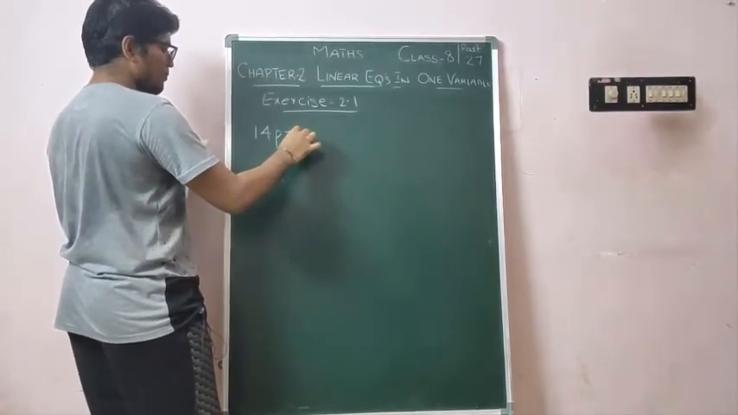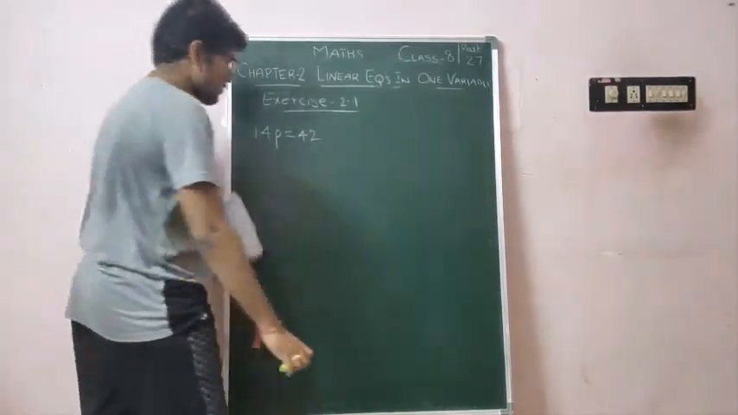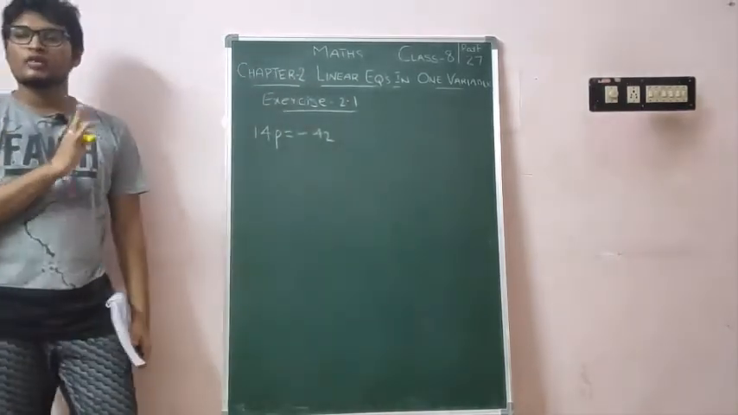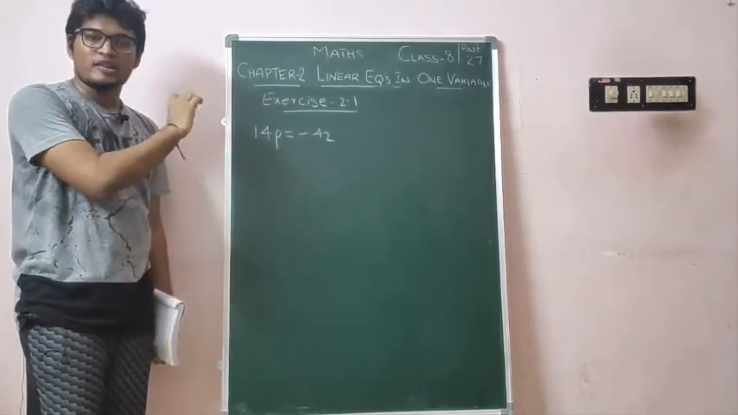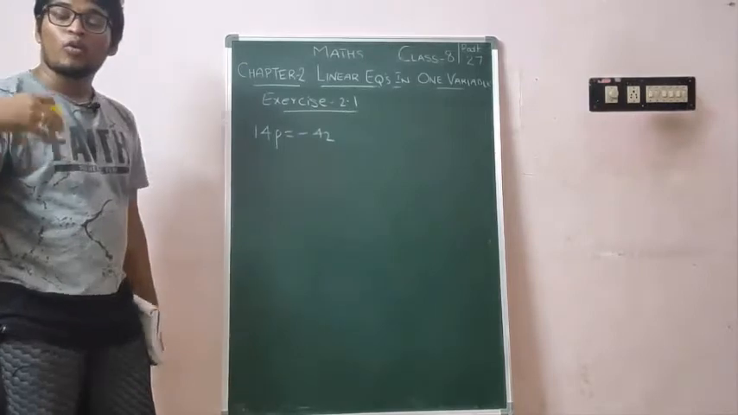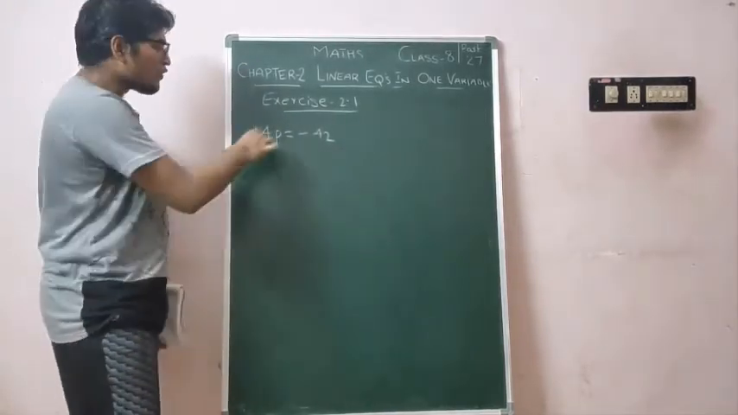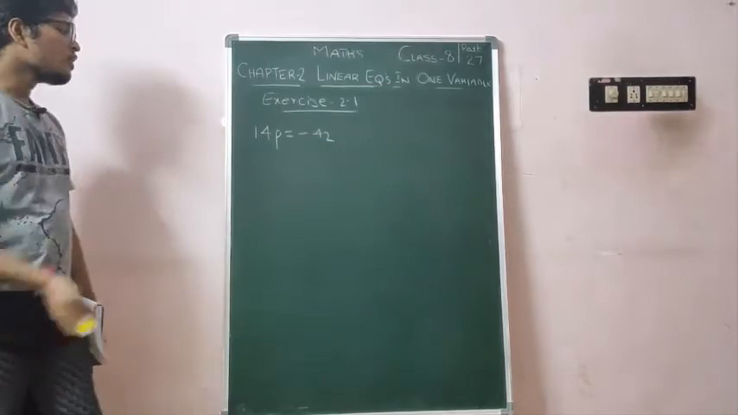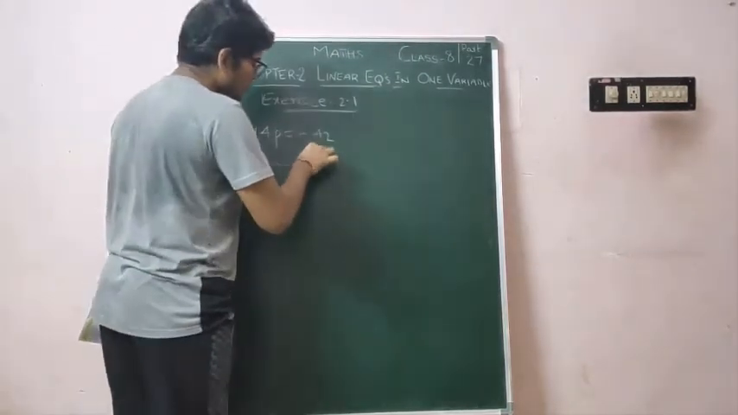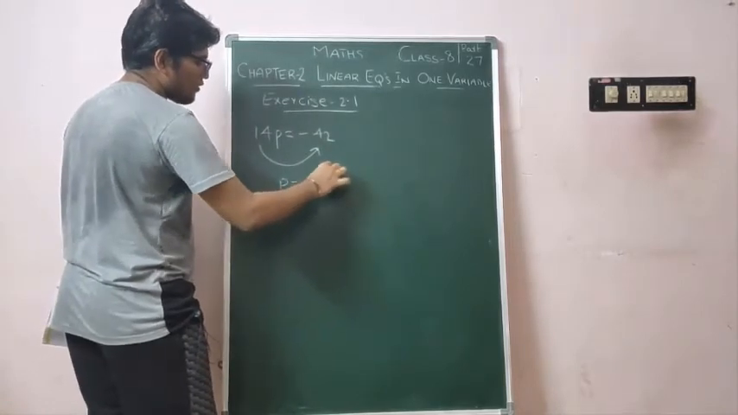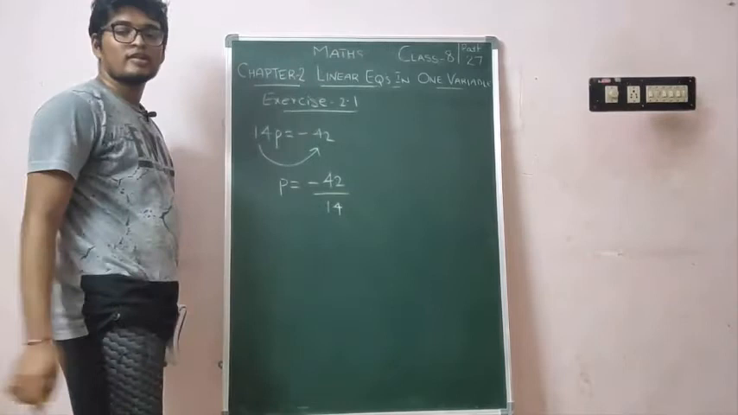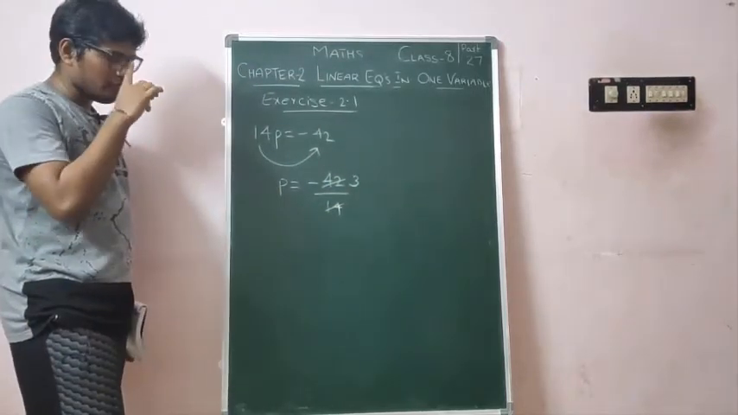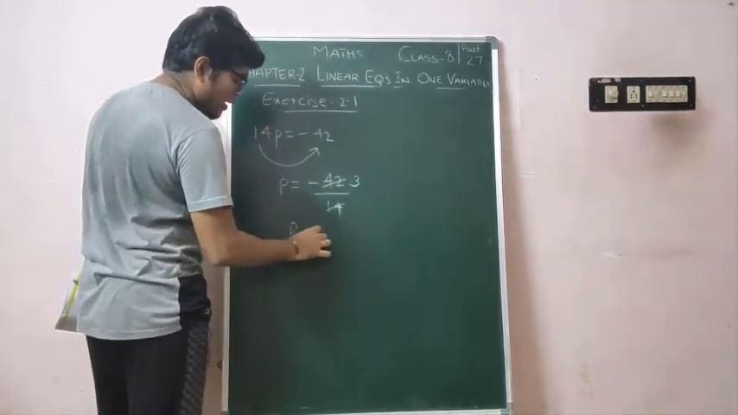14p equals 42. The variables are only on one side and there are no constants on the other side. So the first problem is 14p. 14 is multiplying p, so when we transpose 14 to the RHS, it divides. It is multiplying, so it becomes dividing. 42 divided by 14 is 3. So p is equal to 3.